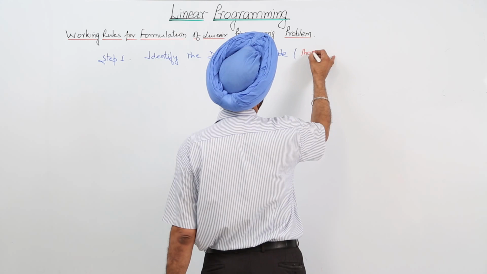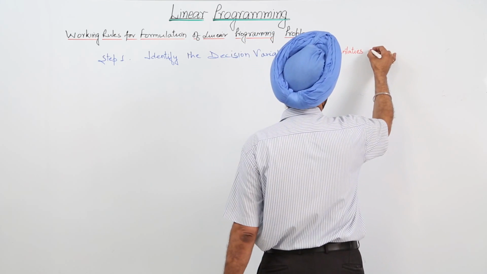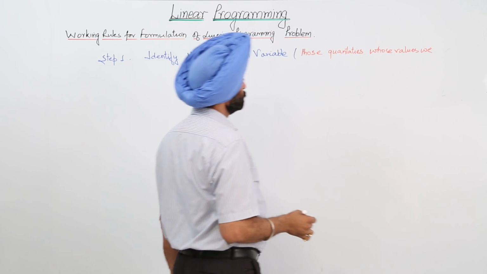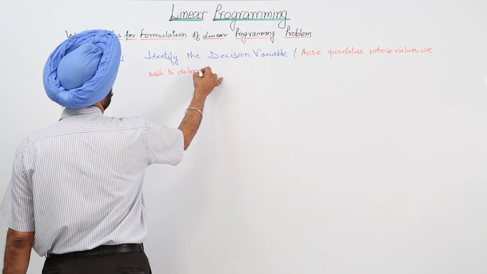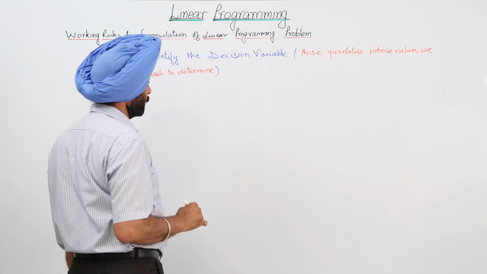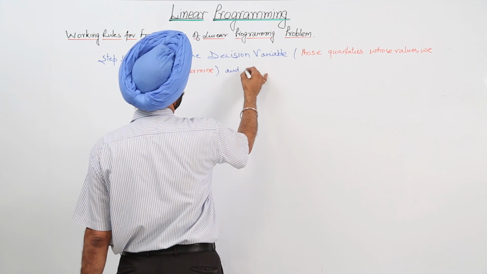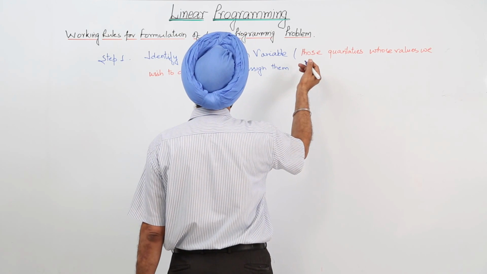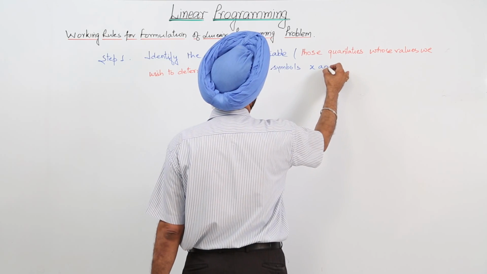These are those quantities whose values we wish to determine, and assign symbols x and y to them. Identify the decision variables, and I have mentioned the decision variables in red.